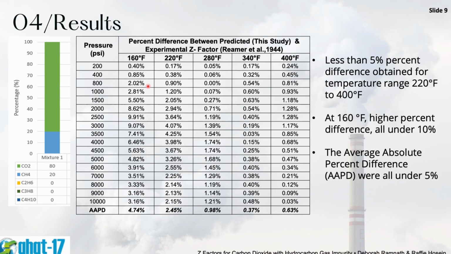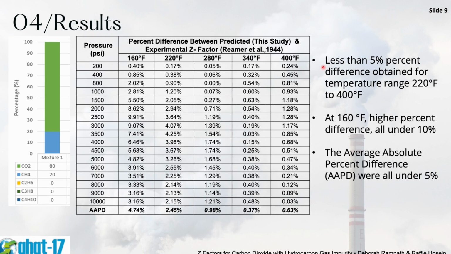Now we'll begin looking at the results for the first mixture, which contained 80% CO2 and 20% methane. From this chart, we see the various temperatures that were investigated as well as pressures. It shows the percentage difference between the predicted, which would have been calculated from this study, and experimental Z factors from published data.